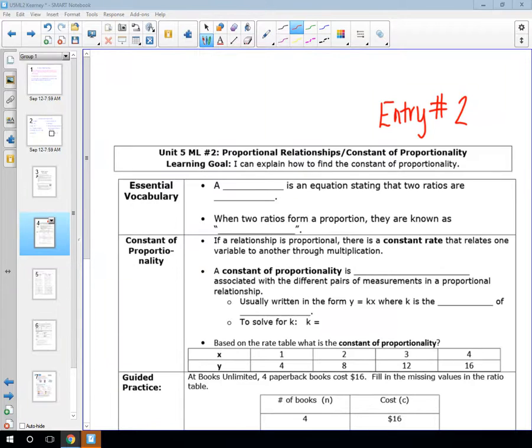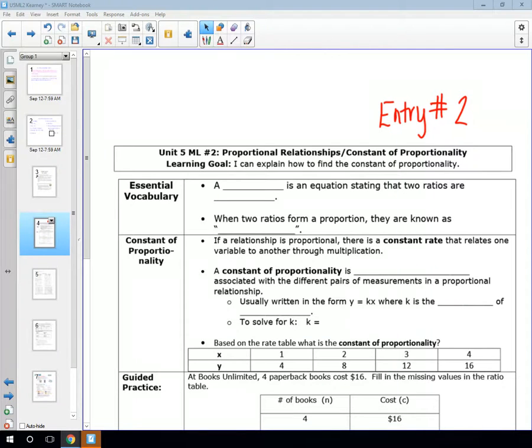Perfect. So you see your learning goal says that by the end of today, you should be able to explain how to find the constant of proportionality. So before we get to that really big word, let's just backtrack to some things you talked about in 6th grade. In 6th grade, you talked about something called a proportion.